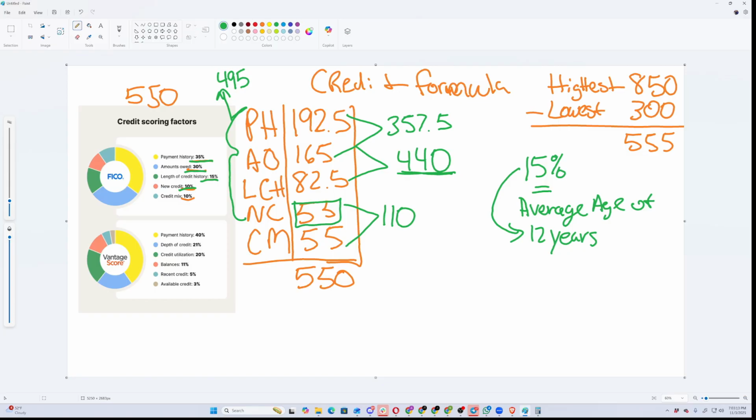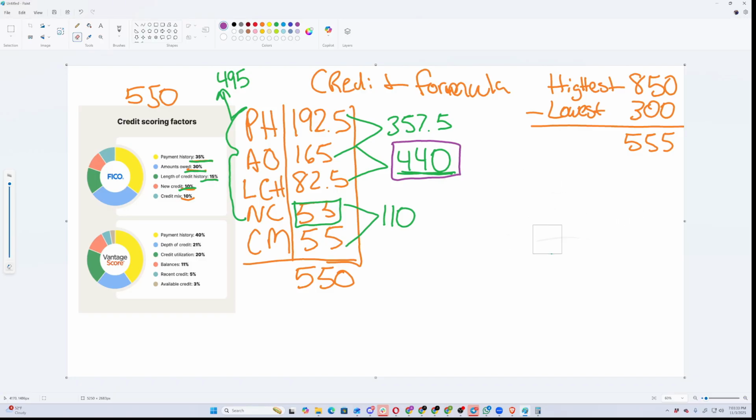But my key over here is this 440 points. That's where you really need to focus. That's where your meat and potatoes are. And if your meat and potatoes are over there, that's where you need to learn how to truly do credit repair. I'm not focused on inquiries. I'm focused on payment history. I'm focused on amount owed, and I'm focused on credit history.